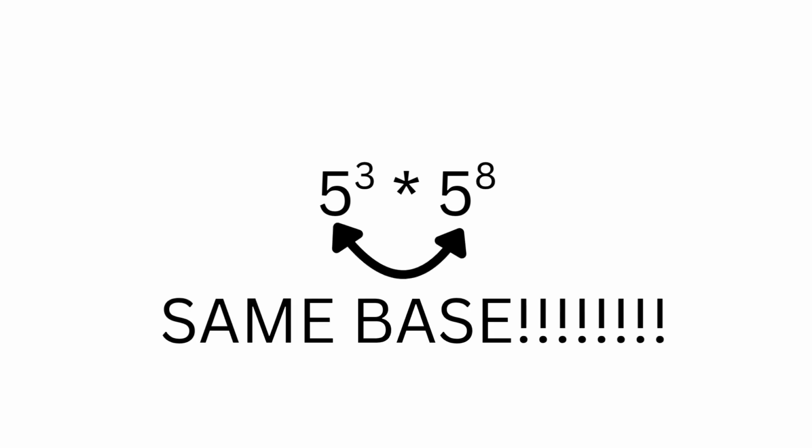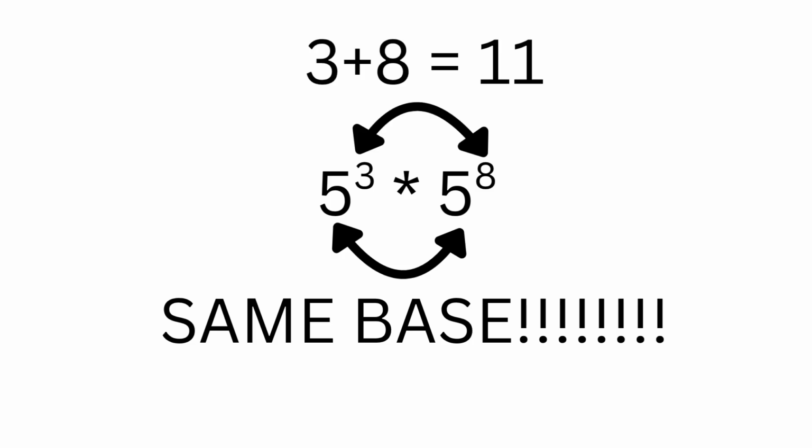Next, we have 5 to the power of 3 times 5 to the power of 8. It's the same as before. Let's just add the exponents. 3 plus 8 equals 11, keep the same base of 5, and thus our product is 5 to the power of 11.